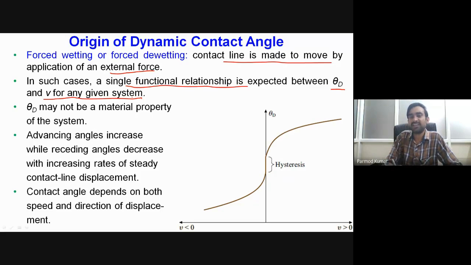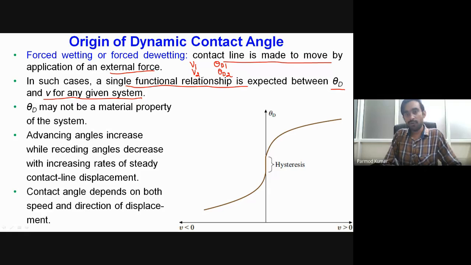So it means that if we are putting a liquid on a solid surface at some velocity v1, we will find some value of contact angle, theta d1, and if we change the velocity to another velocity v2, we will have another contact angle, theta d2. So between the velocity and the contact angle we have a single functional relationship.